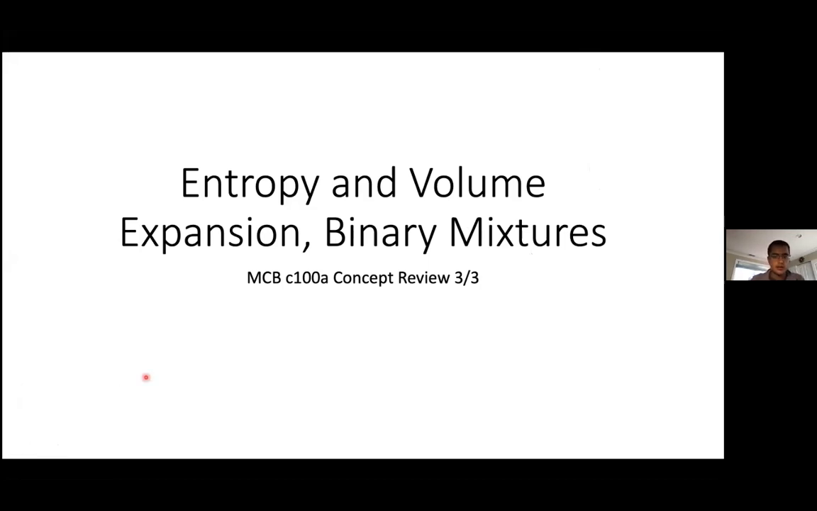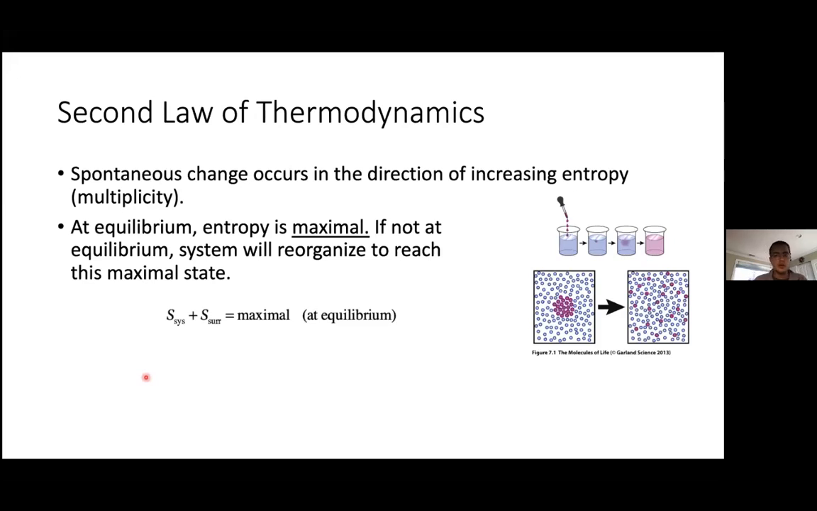So let's get started. So just recalling what the second law of thermodynamics is, it basically says that spontaneous change occurs in the direction of increasing entropy. And as Chetan said, it's pretty much increasing multiplicity. So more microstates is favorable in this case. And at equilibrium, entropy is maximal. So if, for example, in this picture, entropy in this case is not maximal. So for it to go to equilibrium, it has to be maximized. So the dye in this case will be spread out.